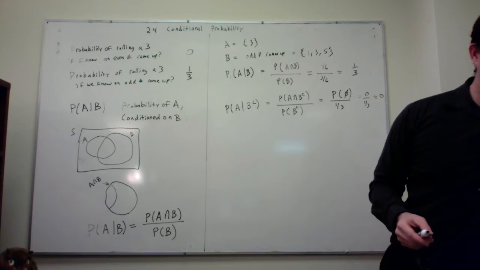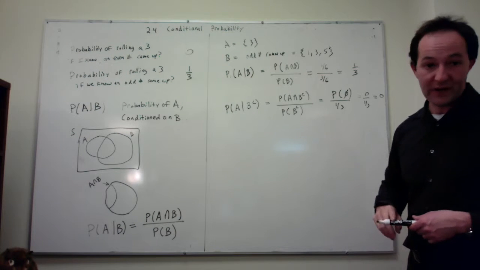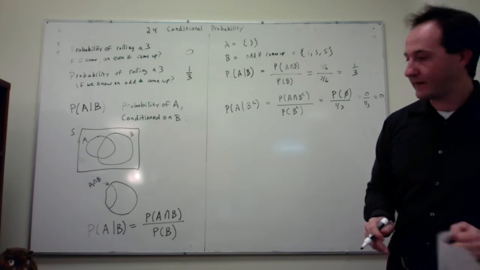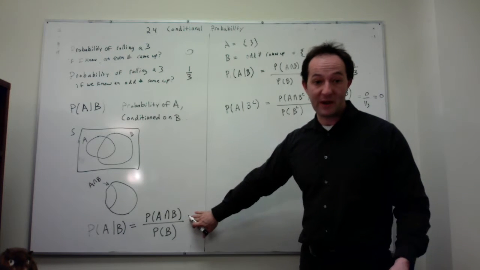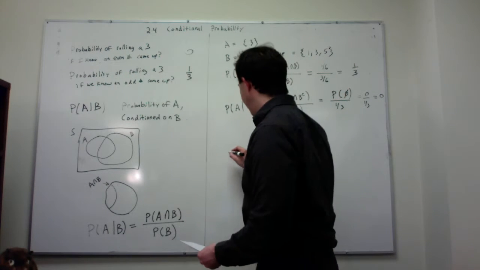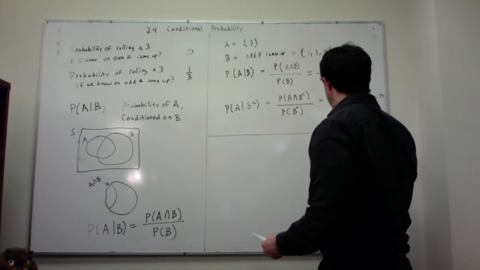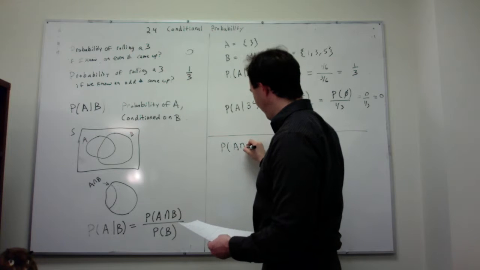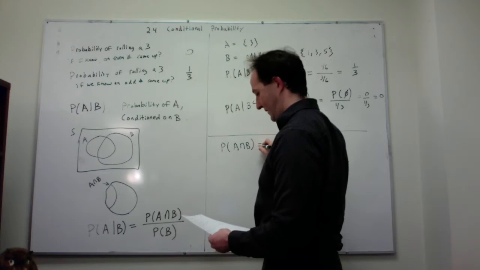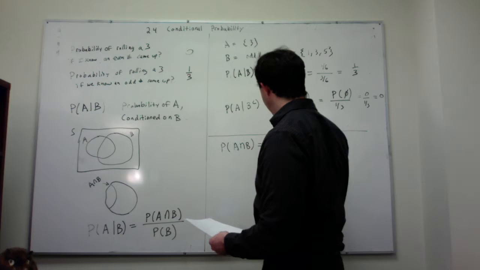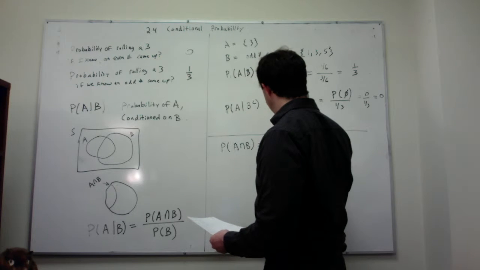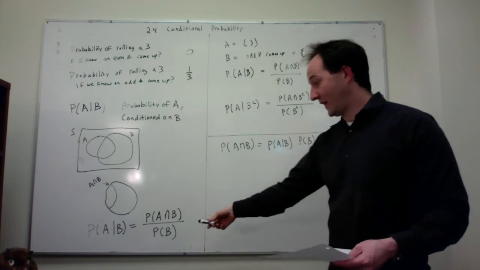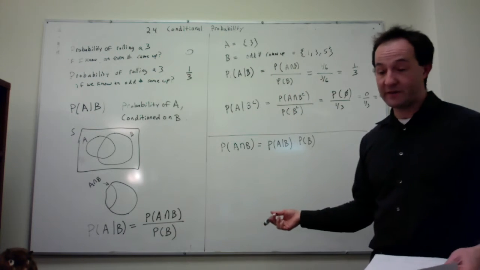All right, now there's a simple but quite important manipulation of this formula, which is as follows. If I just take this and multiply by P of B, I can write that P of A intersection B is equal to P of A given B times P of B. I'm just multiplying by P of B on both sides.